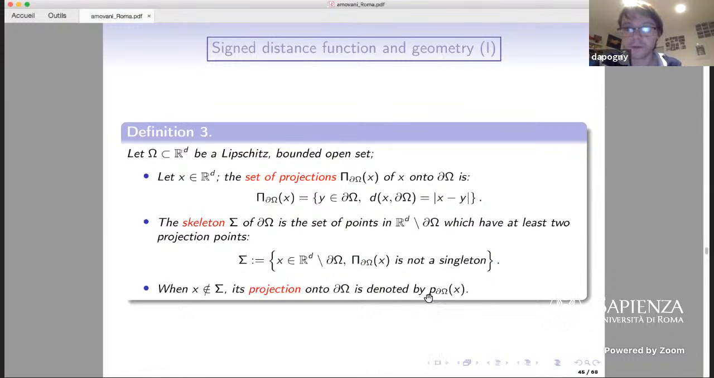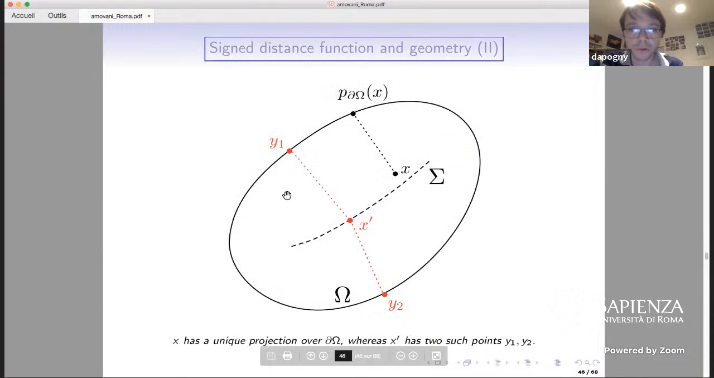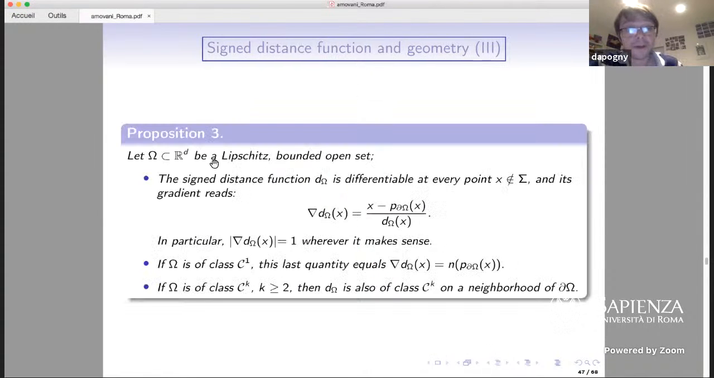So here is a small drawing. So we have a domain omega here. The skeleton is the set of points here. A point x prime in the skeleton here has at least two projection points, which are those given here, which minimize the distance from x prime to the boundary. And the point x, which is outside the skeleton here, has a unique projection point, which is represented here.